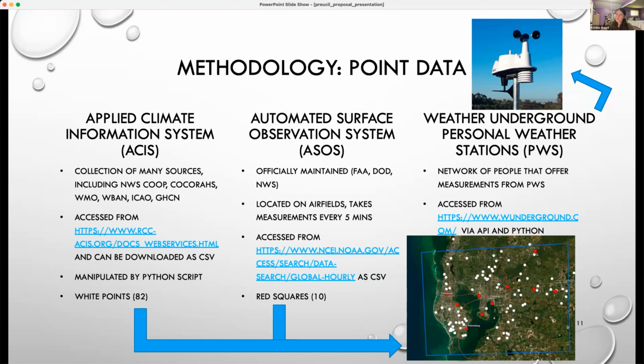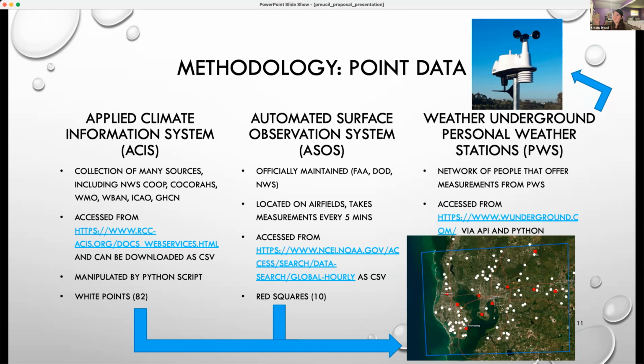To give you a spatial overview of what these points look like, the white points in the map on the bottom right-hand corner represent the ACIS points, and the red squares are the ASOS stations. So there's about 10 ASOS stations in the area and about 82 ACIS points in the area.